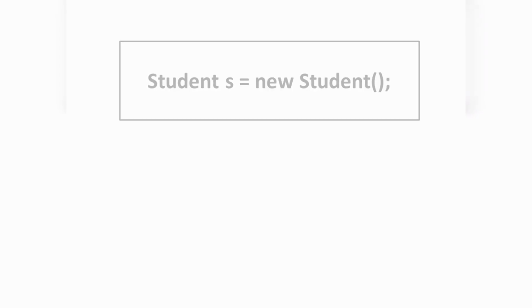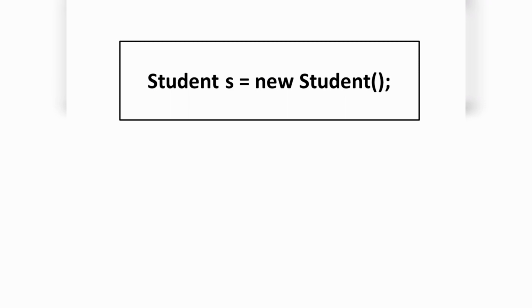Now comes this line, Student s equals new Student. We'll learn how it is actually creating one object for the Student class. Let us break it into three things first: Student s, new, Student with opening and closing braces. The first part refers to a reference variable of this class Student, which means yet in memory there is nothing allocated for the Student class's object. Also, the object is not created yet.